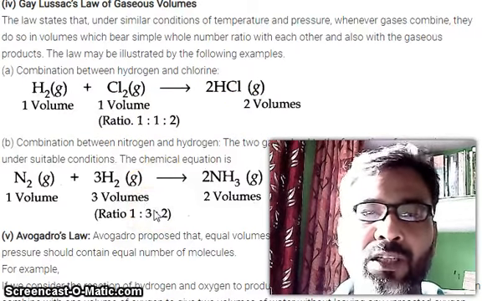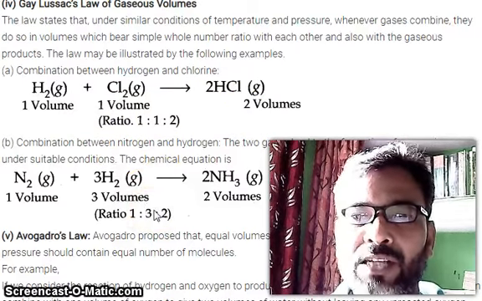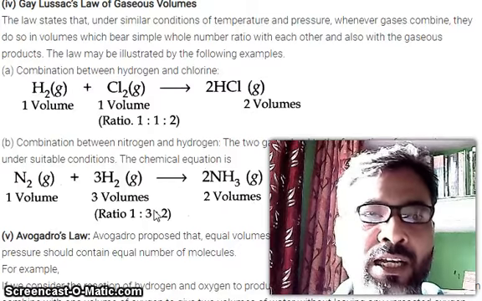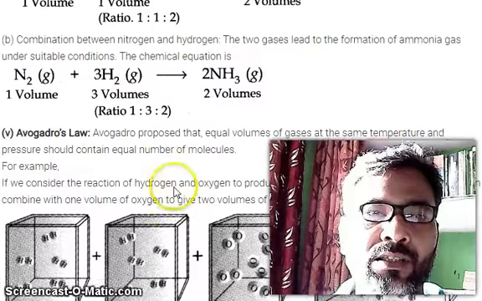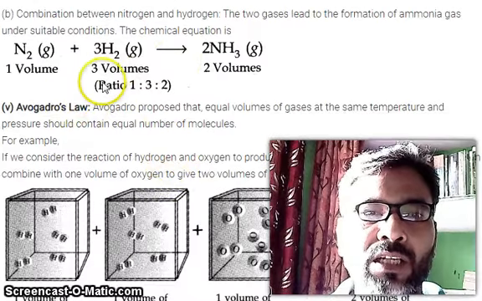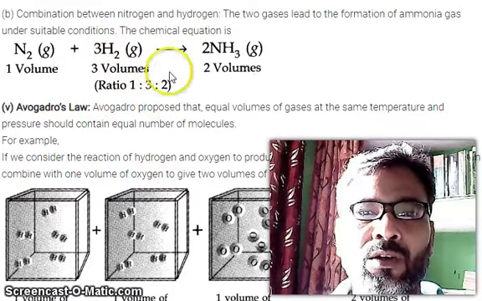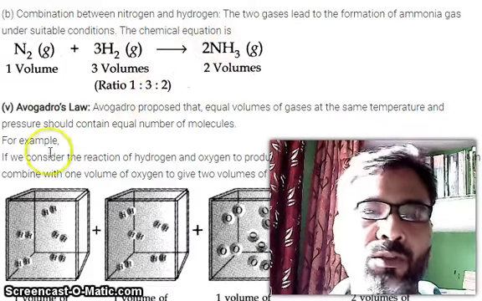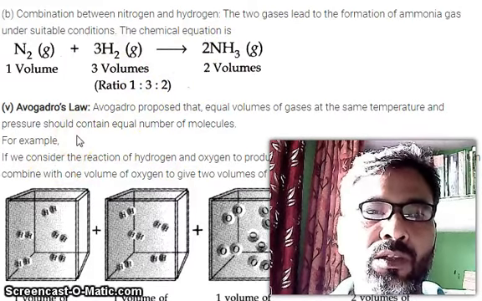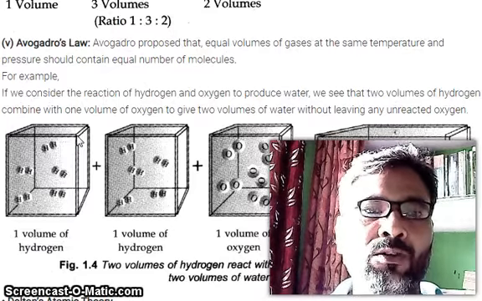Combination between nitrogen and hydrogen. Two gases lead to the formation of ammonia gas under suitable conditions. The chemical equation is N2, 1 volume, 3 volumes of H2, and it gives 2 volumes of ammonia, 1:3:2. So now I will talk about Avogadro's law.